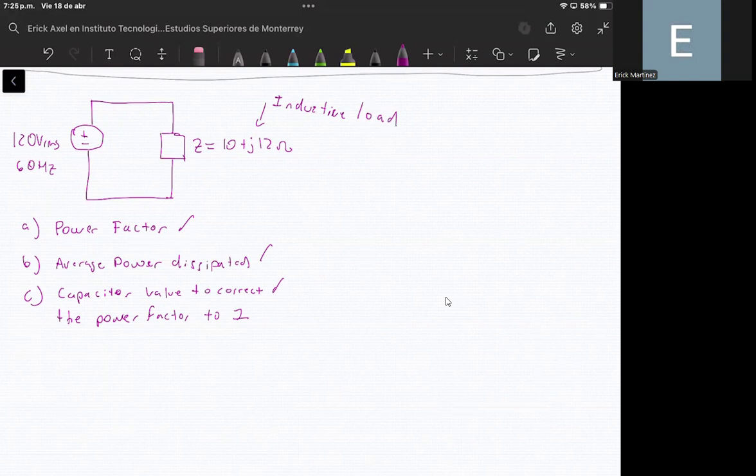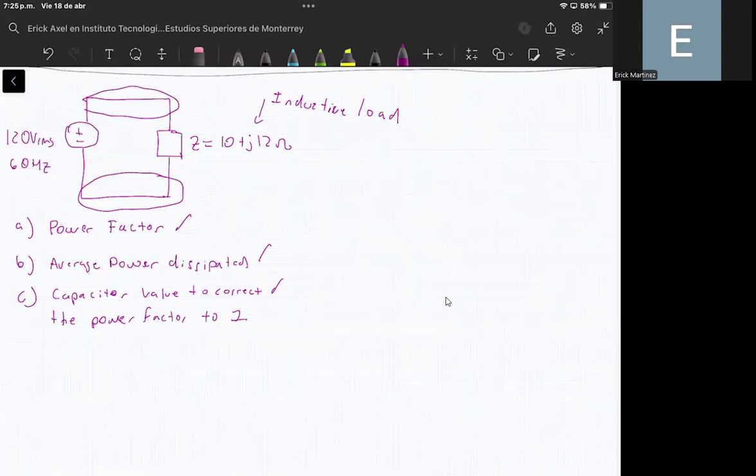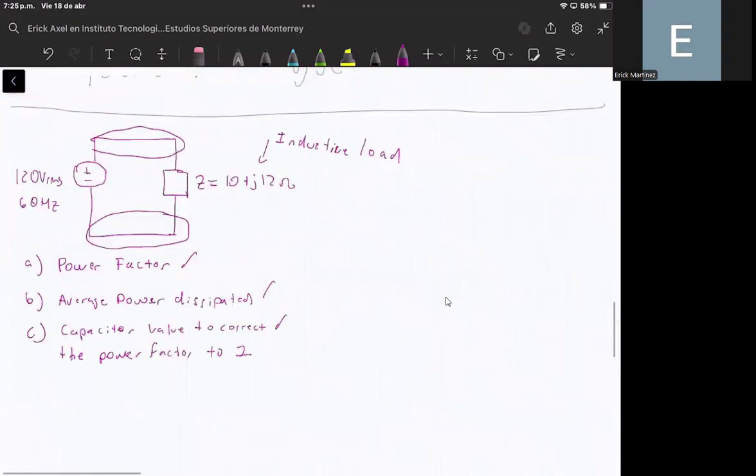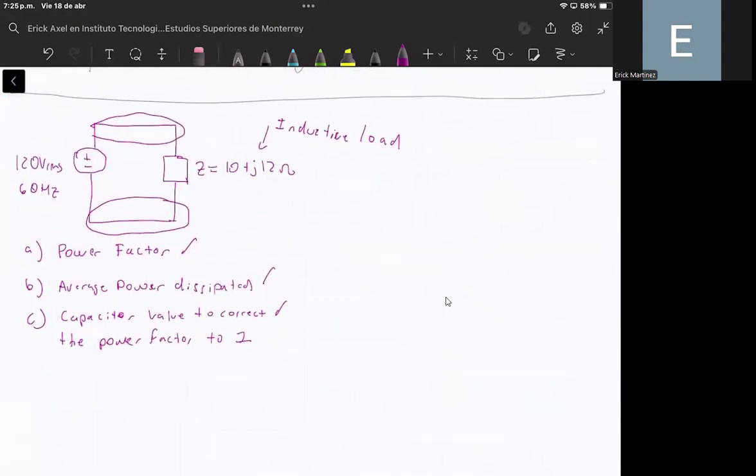And what else? Well, you can observe based on this diagram that these two elements are in parallel. So based on this information, we can say that the voltage of this impedance should be equal to the voltage of the voltage source because the two elements are in parallel. Okay, so when you have two elements in parallel, we can conclude that the voltage is the same. Okay, and we want to compute what is the power factor of the circuit.